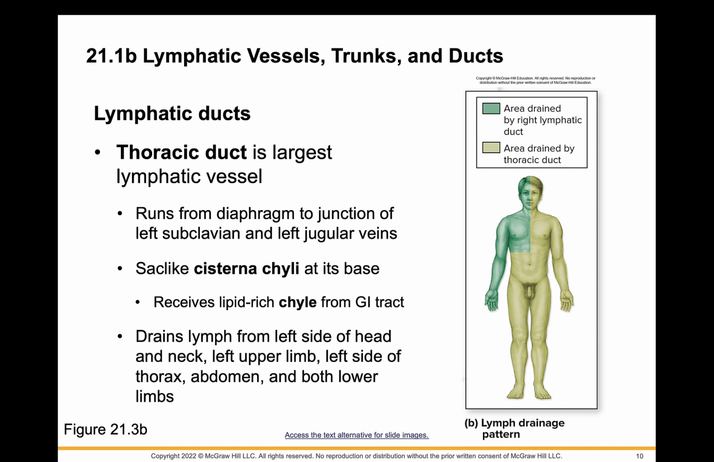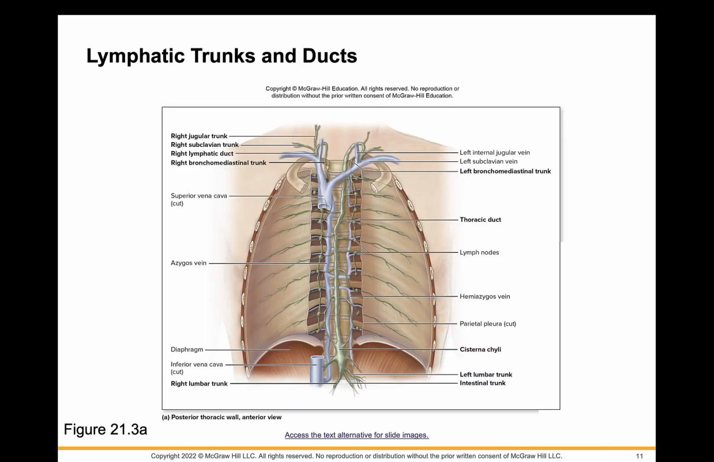Now, at the base, there's a structure known as the cisterna chyli, and this is receiving really lipid-rich chyle from the GI system. We'll also look at draining the lymph from the left side of the head and neck, left upper limb, left side of thorax, abdomen, and both lower limbs. So we are looking at a significantly larger structure than the right lymphatic duct.